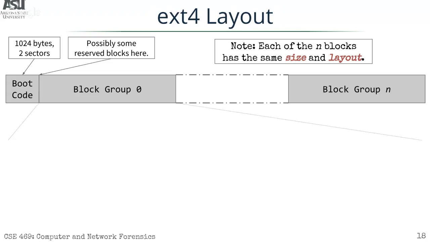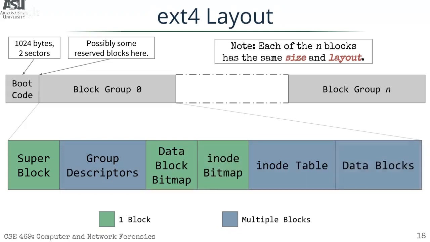All right, so let's take a look at what this layout really looks like. So inside each block group, there is this structure: super block, group descriptors, data block bitmap, inode bitmap, an inode table, and then finally the data blocks. So you see that the green squares here, those only occupy one block, which is how many bytes? 4096. You can configure it differently, but for the most part, it's always going to be 4096 bytes, okay? So 4096, 4096, 4096, okay?